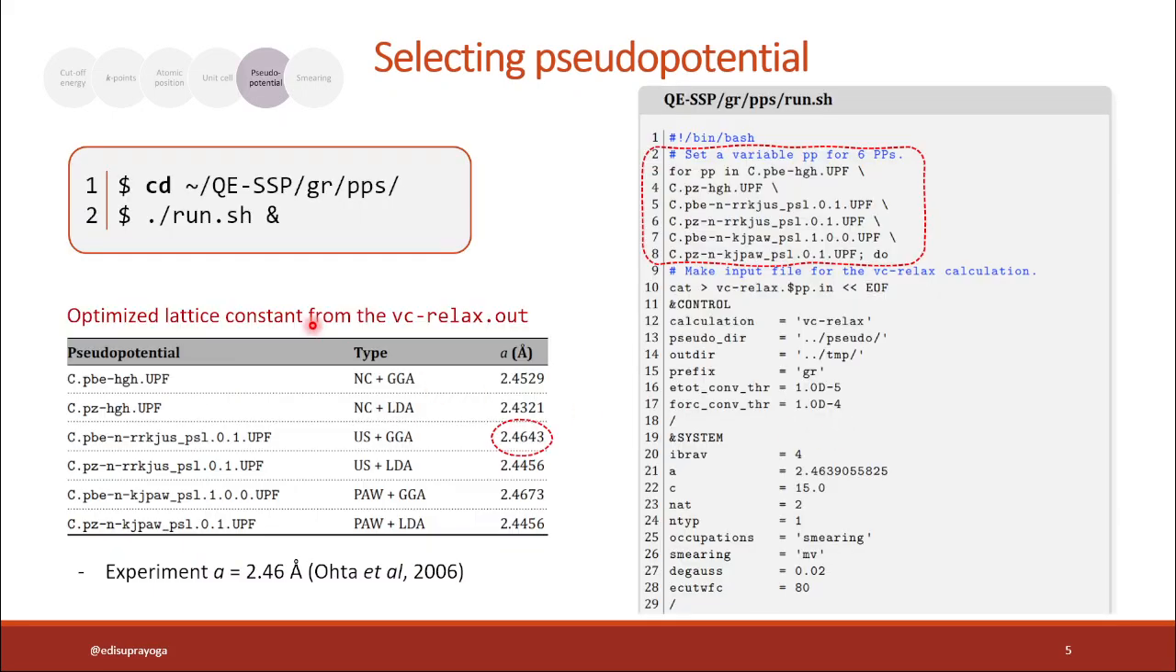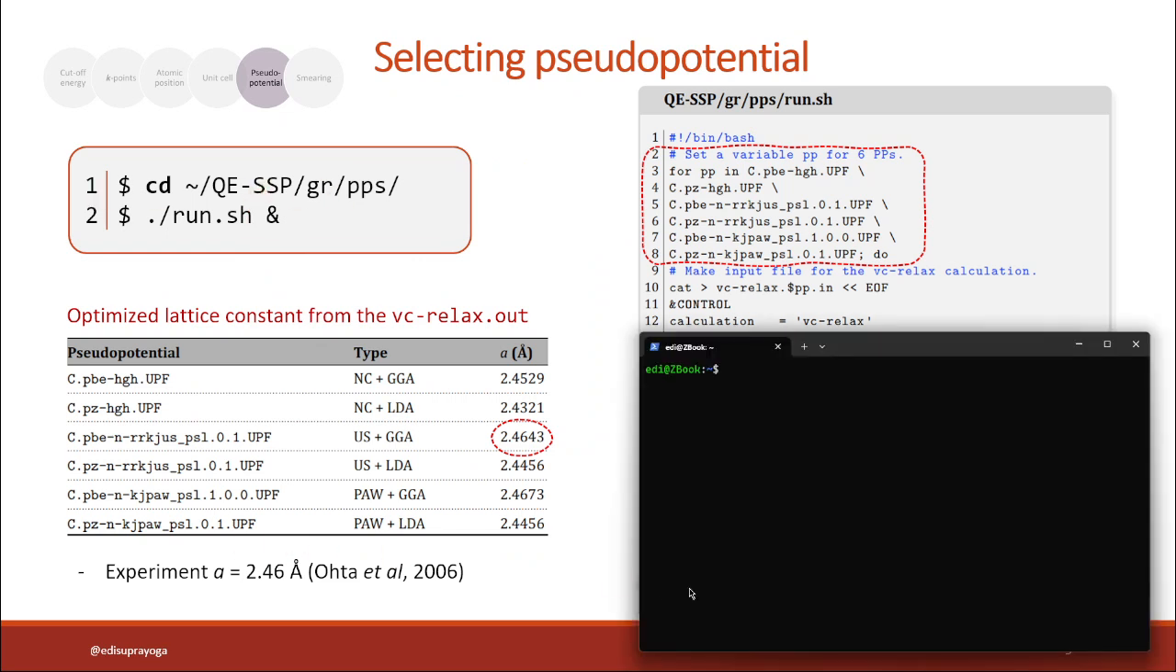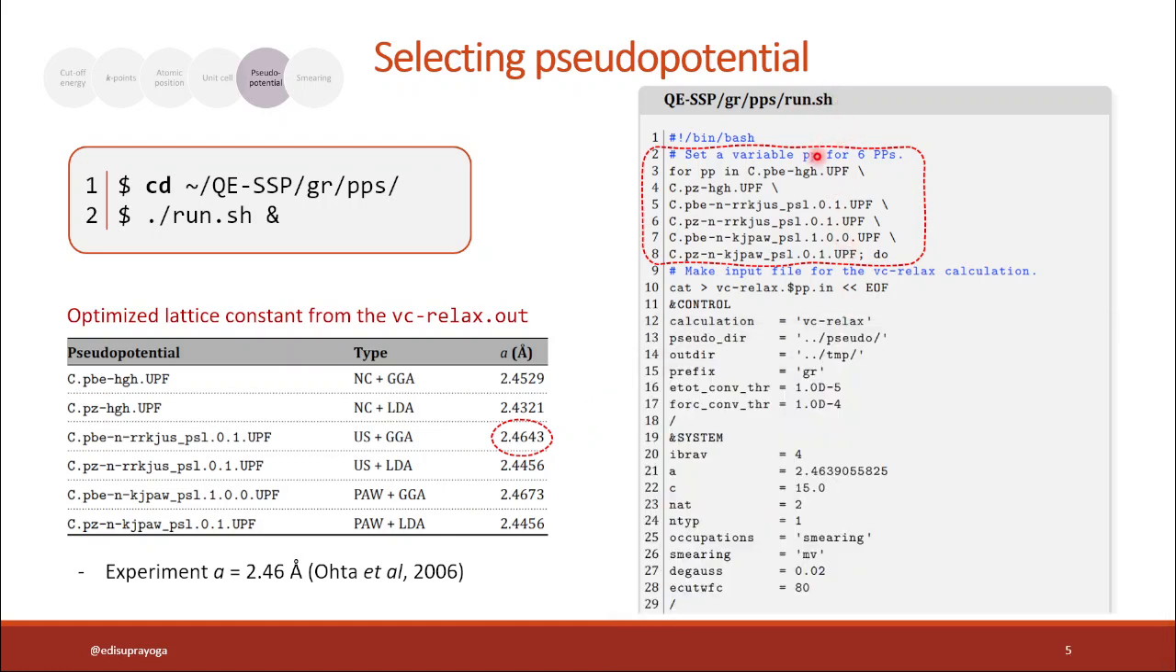Okay, to run the pseudopotential test, you just type in this command by opening the terminal, and first we change directory to the qe ssp ps folder, and run the bash script file by typing ./run.sh, enter. Okay, and while the calculation is running, let me explain what is inside the run.sh file.